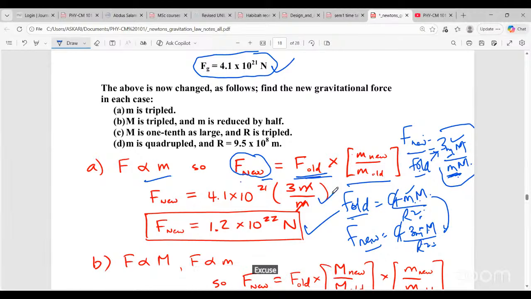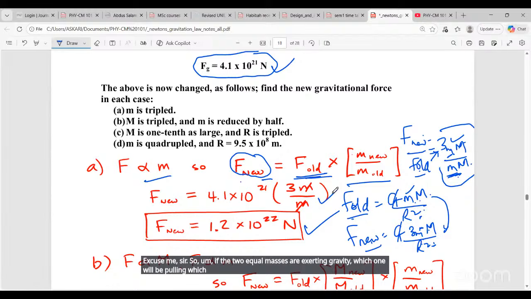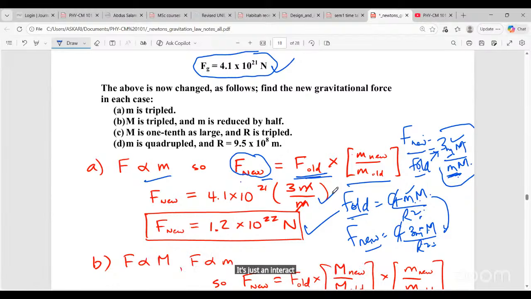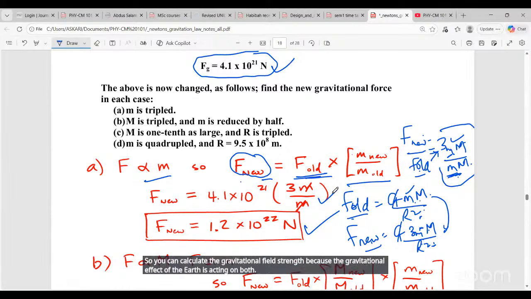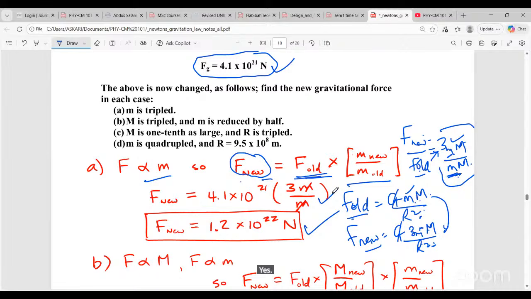If the two equal masses are exerting gravity, which one will be pulling which one? It's just an interaction between them. None will be pulling, but you can calculate the gravitational force strength, because the gravitational effect of the Earth is acting on both. If it's acting on both, then between them, what is existing? Is that clear?